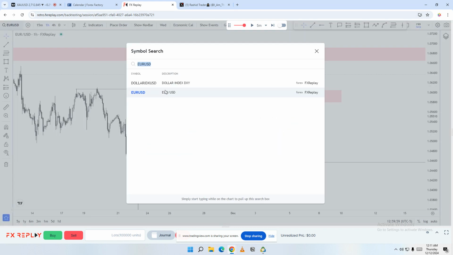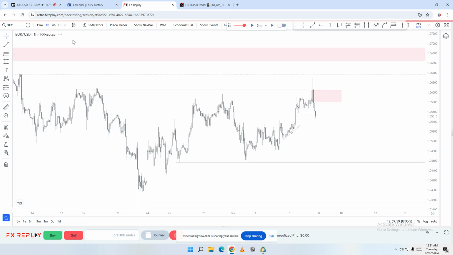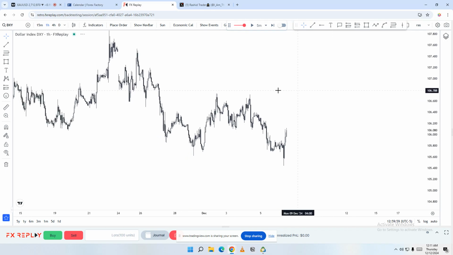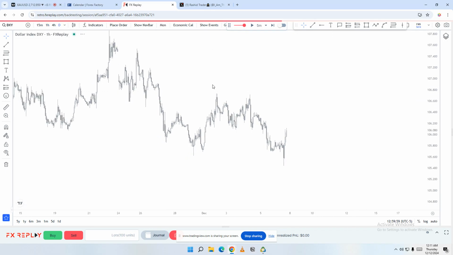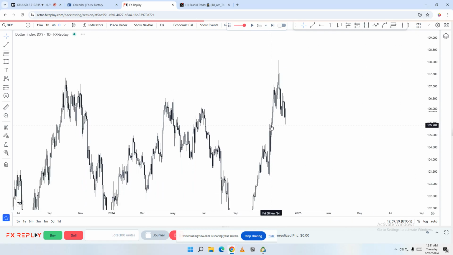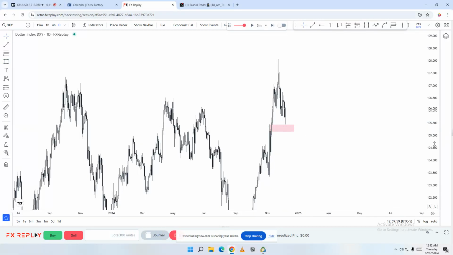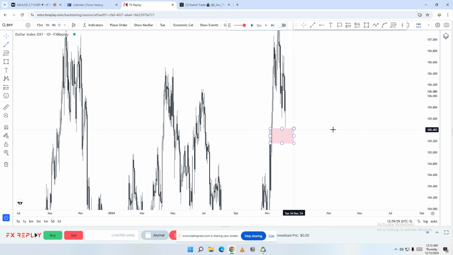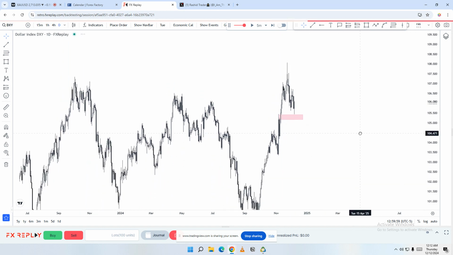So we'll go to the DXY. Let's go to the DXY here and see what happened over there. The connection is a little bit slow here. So starting with the daily chart over there, I saw this perfect fair value gap on the daily chart here on DXY.